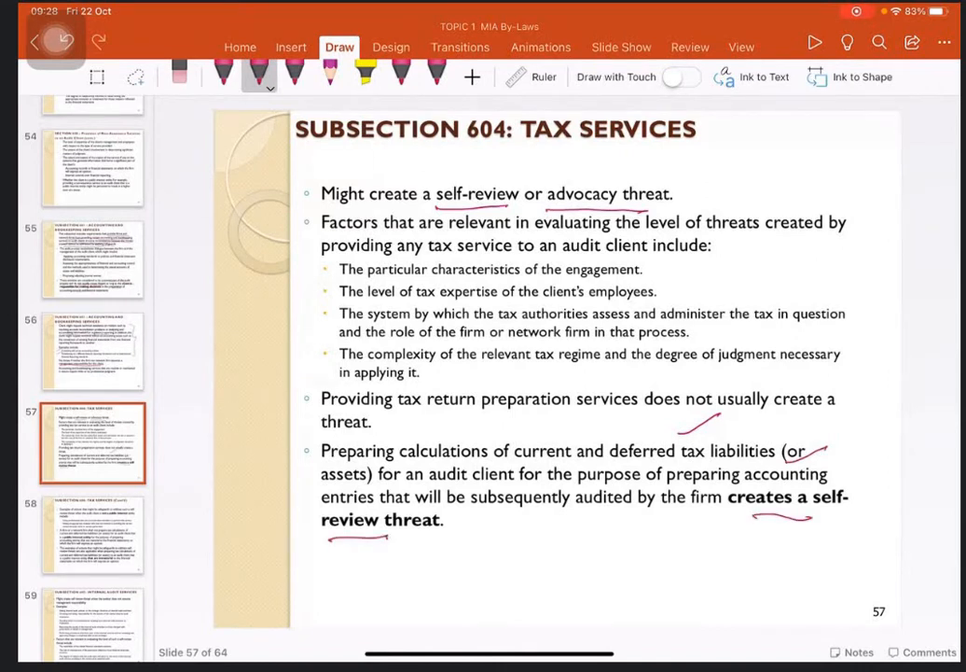Okay. Tetapi kalau providing tax return preparation sebenarnya tak ada masalah lah. Okay. Tetapi dia macam bila kita cover tajuk self review threat hari tu kan, katakanlah bahawa satu tim akan buat tax calculation and that calculation akan digunakan in preparing the financial statement. Okay. So that under that situation it will create the self review threat.